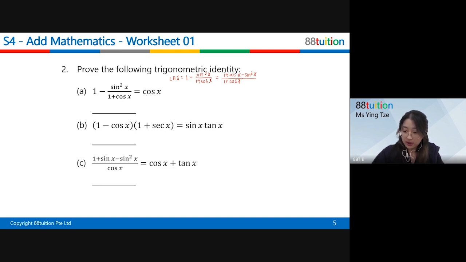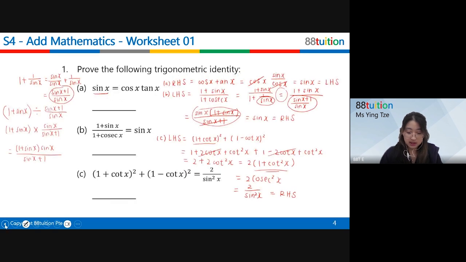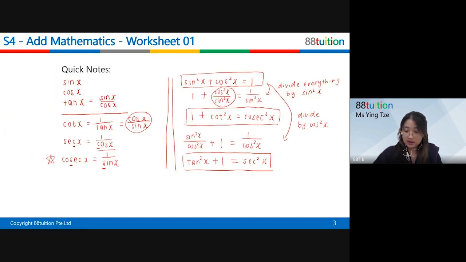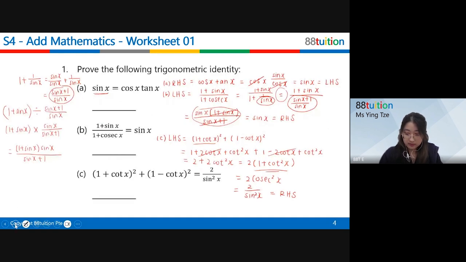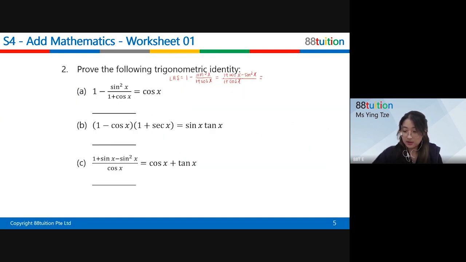Then over here, I see there's like this one here. So I will use the trigonometric identity over here. I'll use this one. Sine square x plus cosine square x equals to 1. So I'll convert this 1 into sine square x plus cosine square x plus cosine x minus sine square x divided by 1 plus cosine x. And then these two will cancel out.